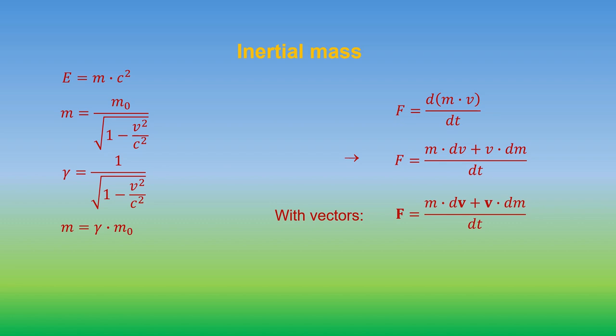If the force is perpendicular to the movement, then the motion is circular and the value of the velocity, and hence the mass, does not change. But the direction changes. For that reason, it is best to use vectors in the equation. Vector F equals m times d vector v plus vector v times dm over dt. But because the mass is constant, dm equals 0, the equation reduces to vector F equals m times d vector v over dt.